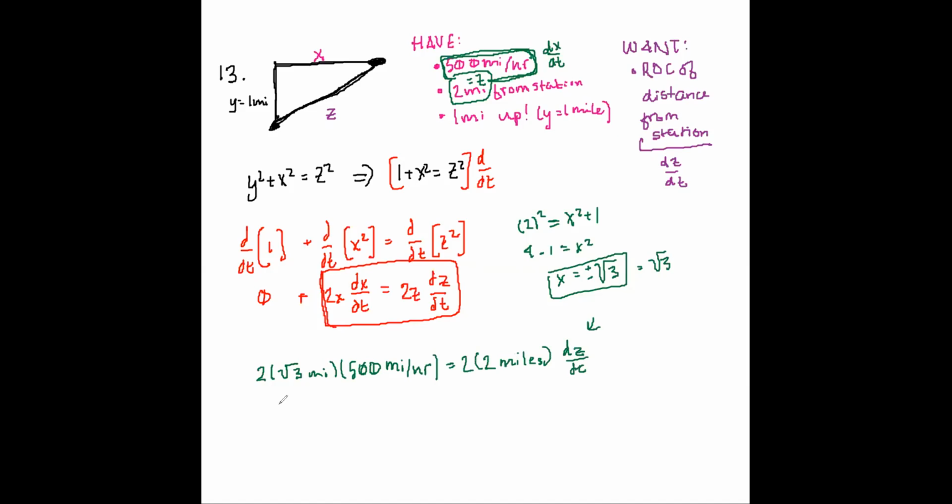So this will be 2 times 500 is 1,000, and I'm just going to leave that square root 3. And this will be miles squared per hour is equal to 4 miles dz dt. Divide both of these by 4 miles. And we're going to end up with 250 root 3 miles per hour is equal to dz dt. And that should be correct.